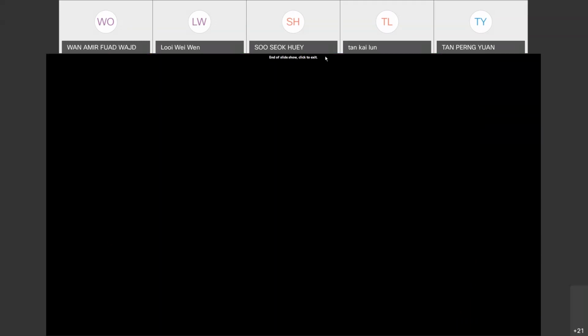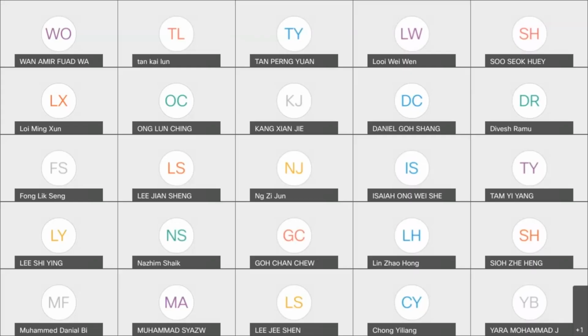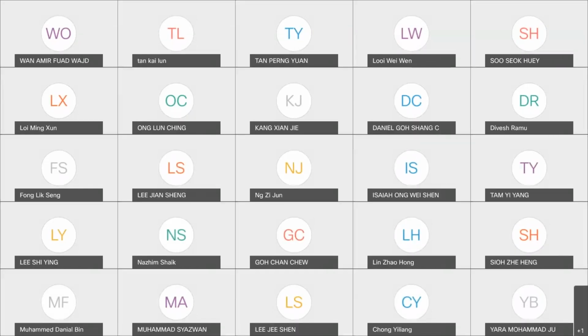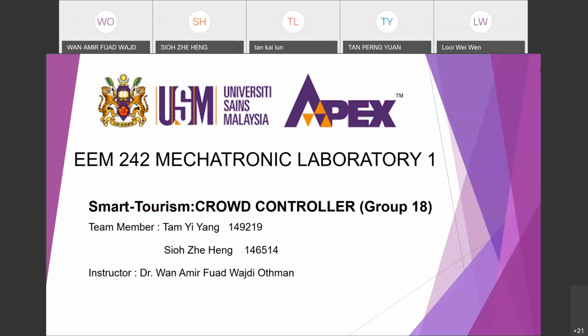Okay, thank you, Kylan and Penyuan. Next, we move to group 18, Ziheng and Yilang, please. Can you hear me? Yes.